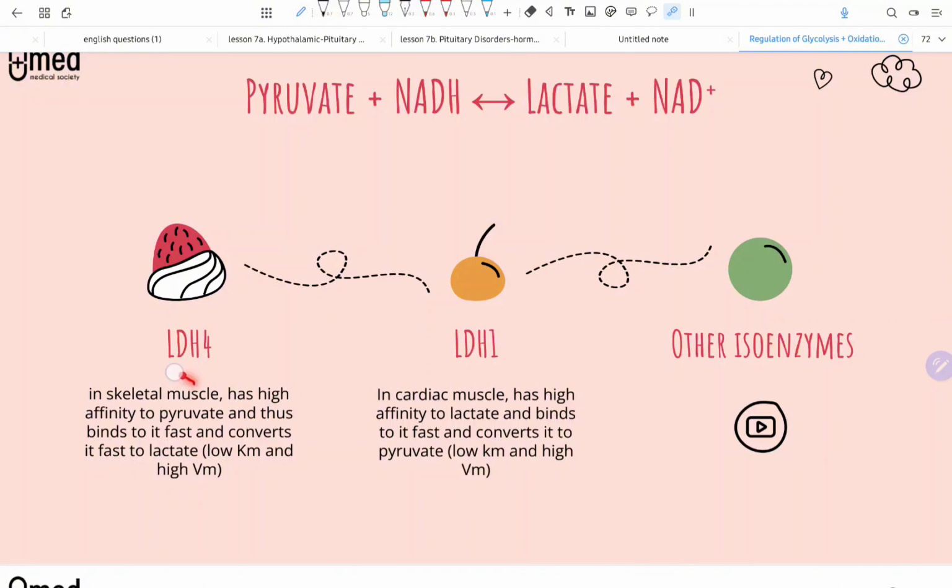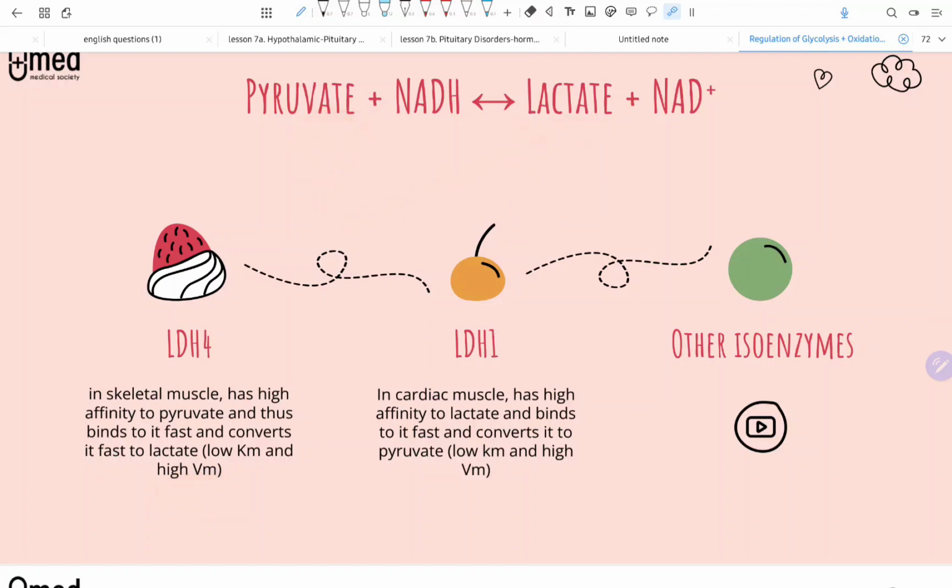Now, if we want to talk about a skeletal muscle, as I have just told you, you're going to have an accumulation of lactate in the muscles after you've exercised. So, of course, the forward reaction is going to be favored over the reverse reaction, and we're going to have more lactate than pyruvate formed in the skeletal muscles. So, low Km and high Vm. Low Km meaning high affinity to pyruvate, and high Vm means it converts it very fast or very rapidly to lactate.